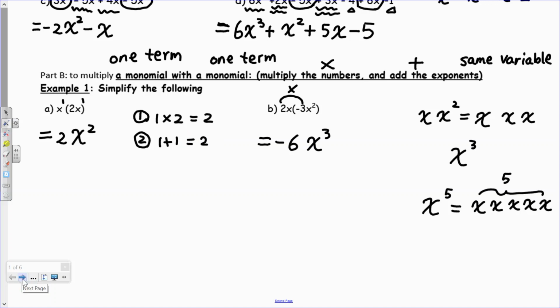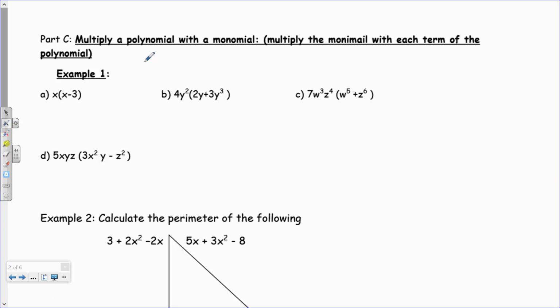Next page is multiplying a polynomial. A polynomial means more than one term, multiplied with a monomial. So you multiply the monomial with each term of the polynomial. Then you are going to have monomial times monomial, plus or minus monomial times monomial. You change it to part B, and then you go from there.